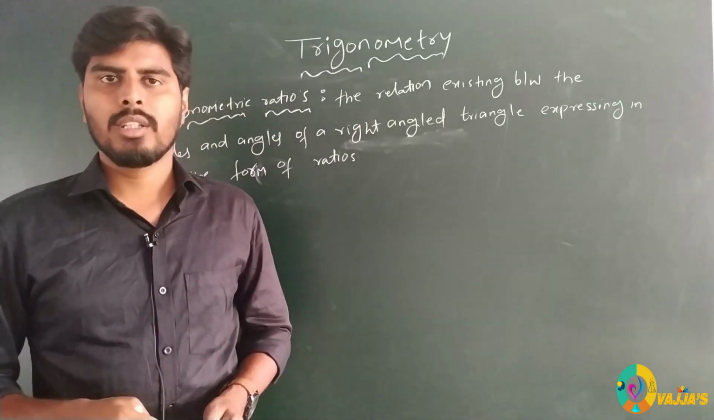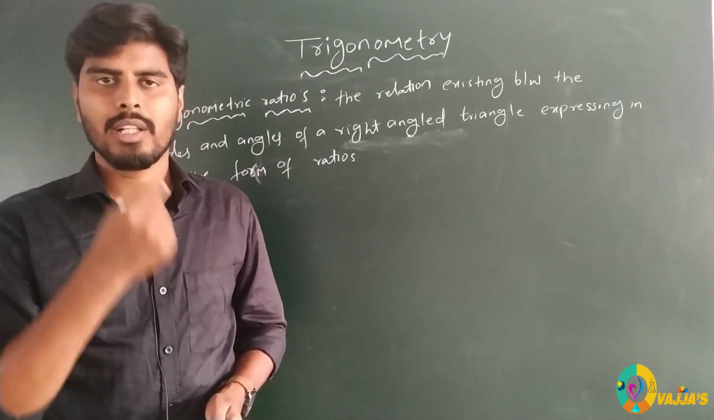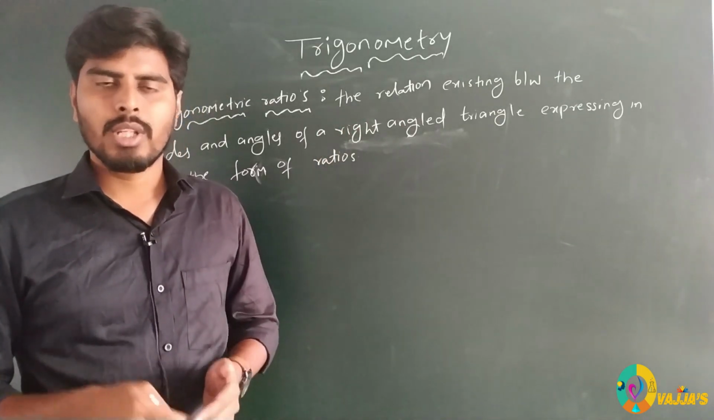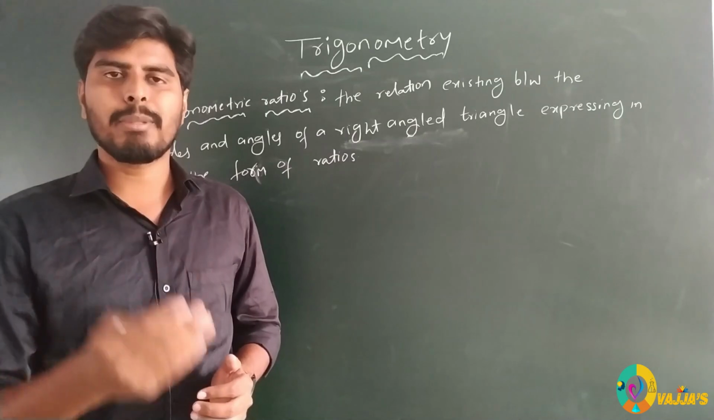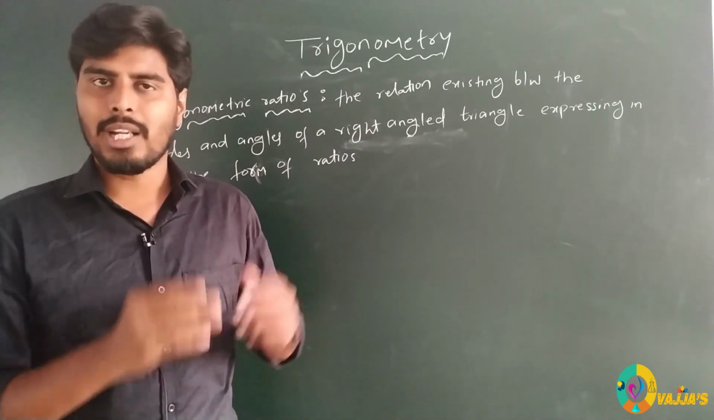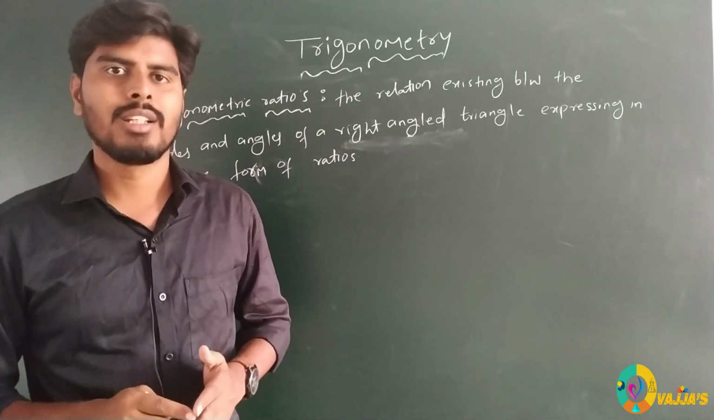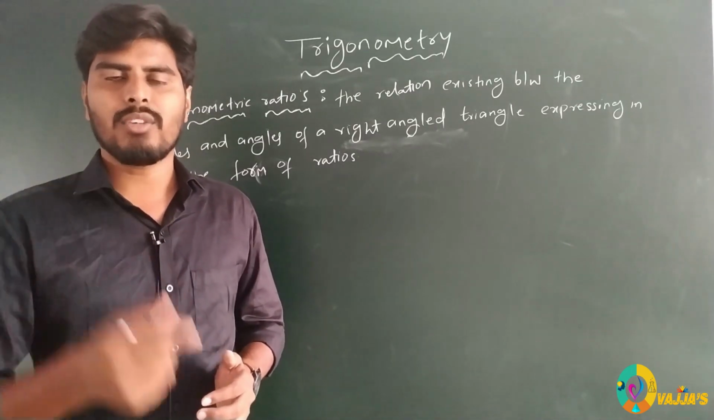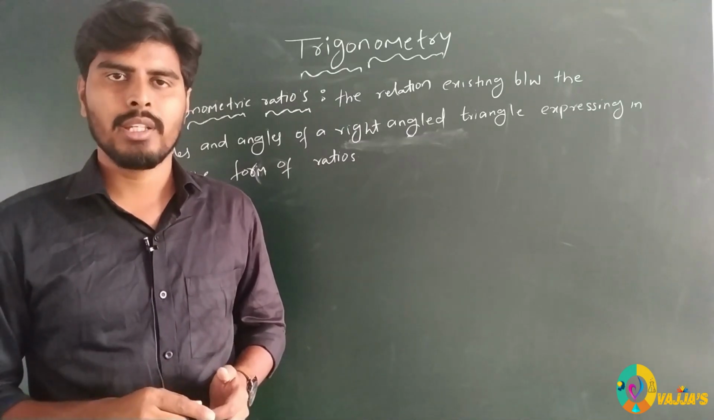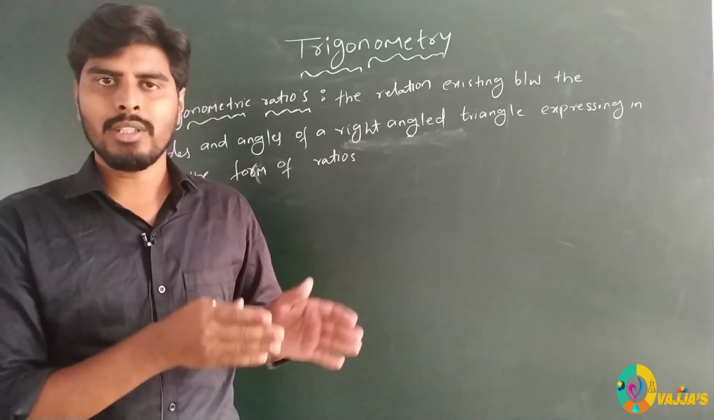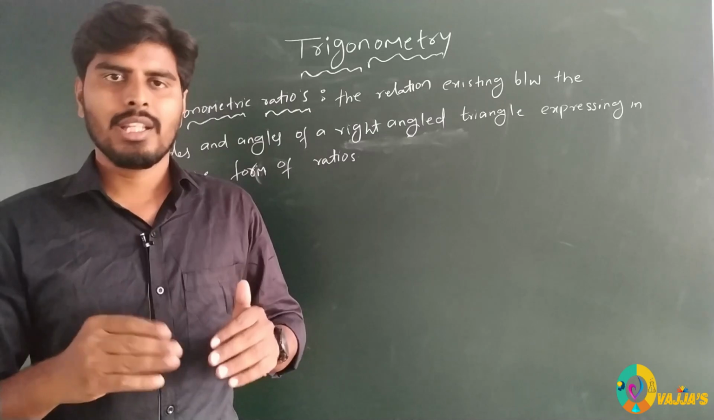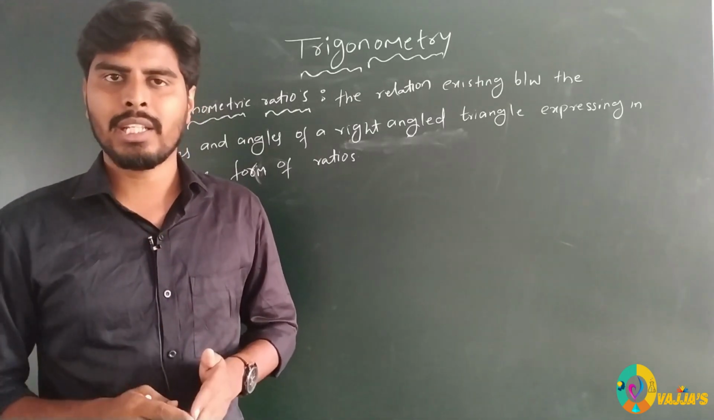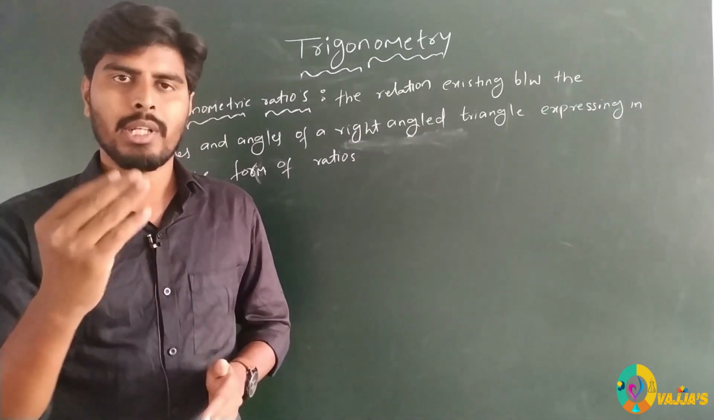In trigonometry, the first topic is trigonometric ratios. So what are the trigonometric ratios here? The relation existing between the sides and angles of a right angle triangle, underline the words right angle triangle, expressed in the form of ratios. So here I am making a relation between the sides and angles of a right angle triangle. We are using a right angle triangle to define trigonometric ratios.